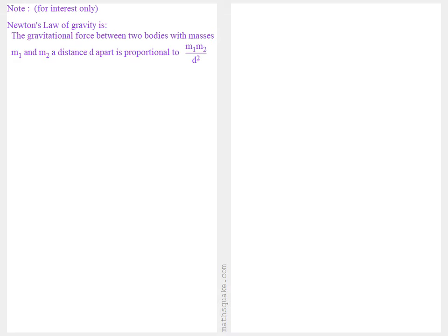Although not part of the course, it's worth noting Newton's law of gravity. This is the last law that defines the motion of planets. Now, the law states that the gravitational force between 2 bodies with masses m1 and m2, a distance d apart, is proportional to m1 m2 over d squared. Or we can write that F equals G times m1 m2 over d squared, where G is a constant. Now G turns out to be 6.67408 times 10 to the minus 11 Newton meters squared per kilogram squared.